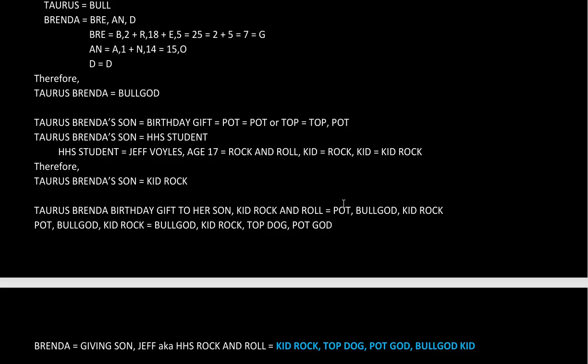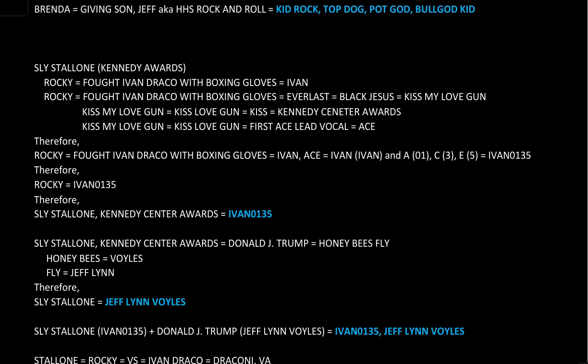So we get pot, bull god, Kid Rock. Bull god remains the same. Kid Rock remains the same. Top can be either top or pot. Dog can be either dog or god. So from that we get top dog, pot god. In the song Bull God, Kid Rock sings about being the top dog to the pot god. All that can be derived from my mother buying me a bag of pot for my birthday one year.